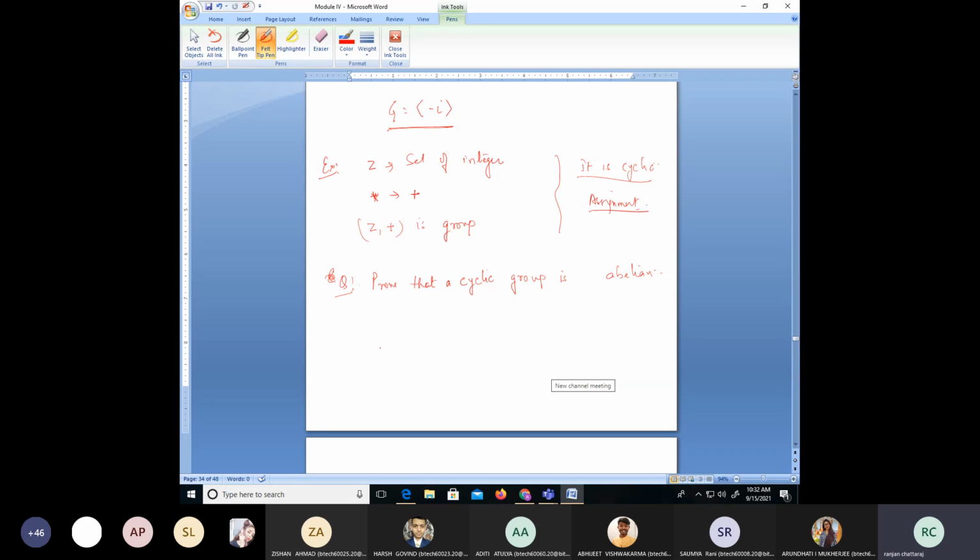First, what is the definition of abelian? Abelian is AB equal to BA. We have to prove like this, and it is cyclic. Cyclic means what? Cyclic means this is generated by some element of G. So in the solution, let G with asterisk.